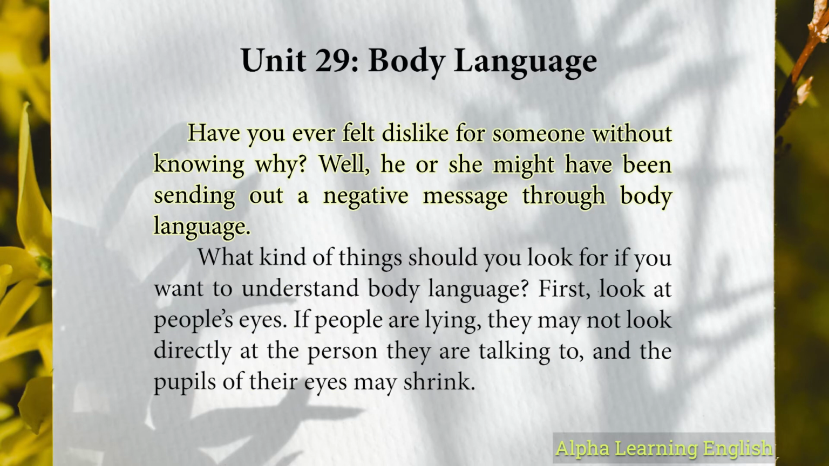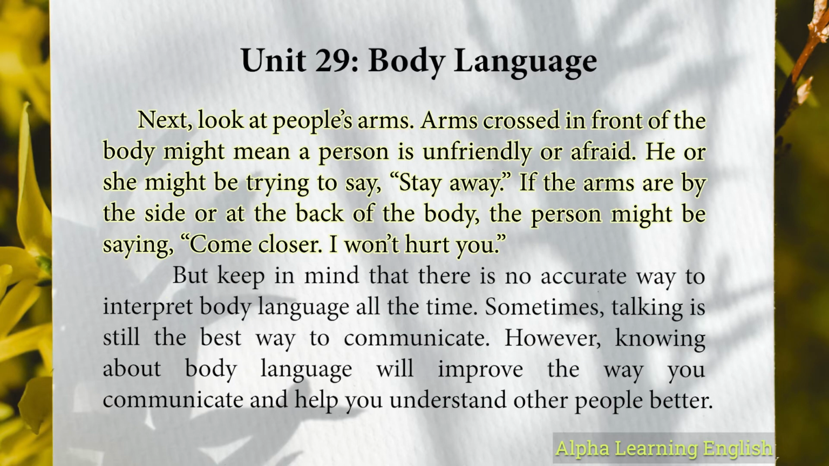Have you ever felt dislike for someone without knowing why? Well, he or she might have been sending out a negative message through body language. What kind of things should you look for if you want to understand body language? First, look at people's eyes. If people are lying, they may not look directly at the person they are talking to, and the pupils of their eyes may shrink. Next, look at people's arms.